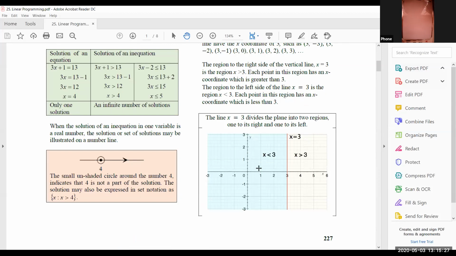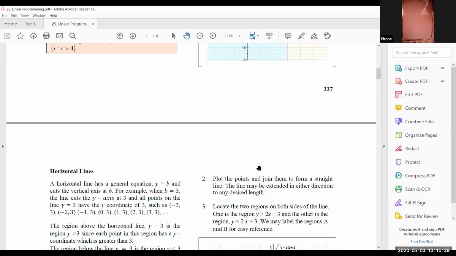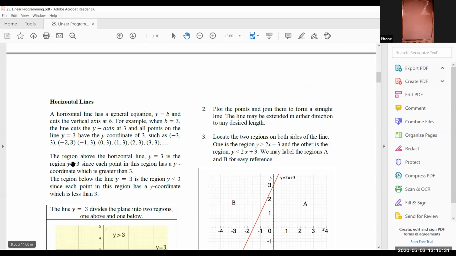The y-axis. Correct, on the y-axis. So a horizontal line has a general equation, y is equal to b, and cuts the vertical axis at b. For example, when b is equal to 3, that means that the line cuts the y-axis at positive 3. So therefore, all the points in the coordinates will have 3. So as you can see, we have (-2, 3), (-1, 3), (0, 3), (1, 3), (2, 3), (3, 3), etc.